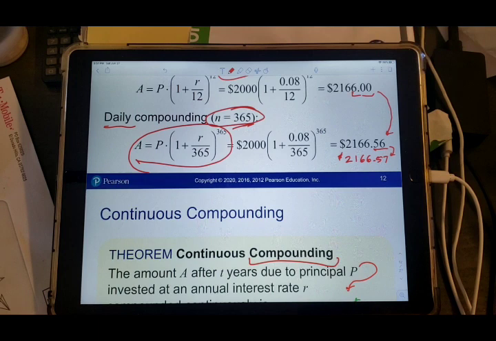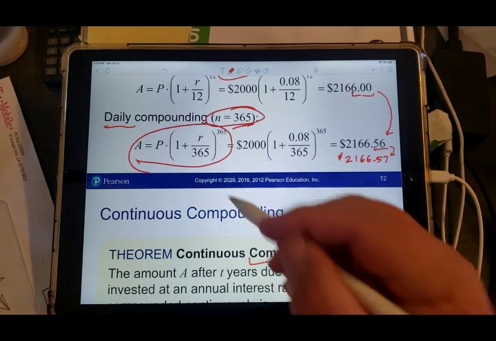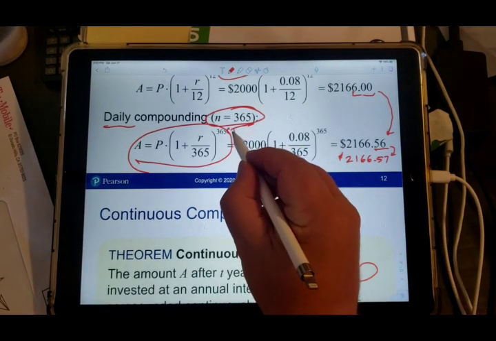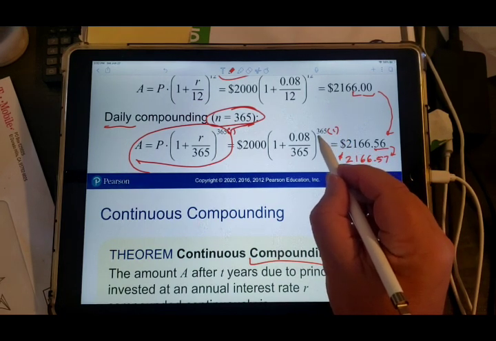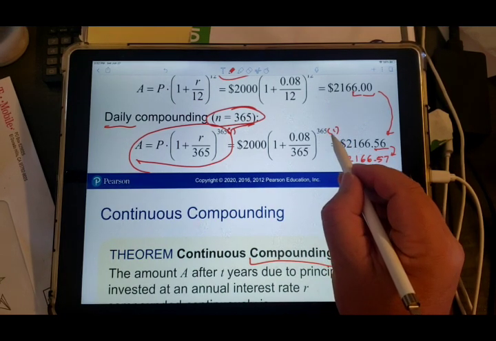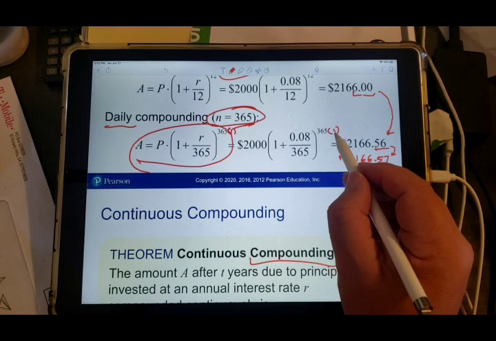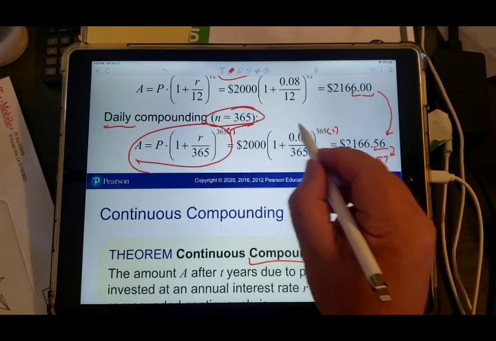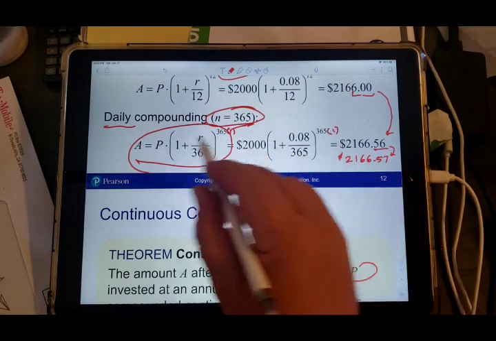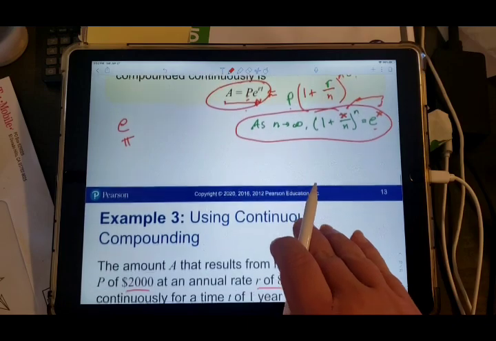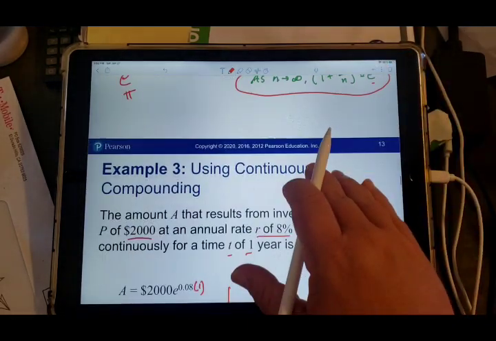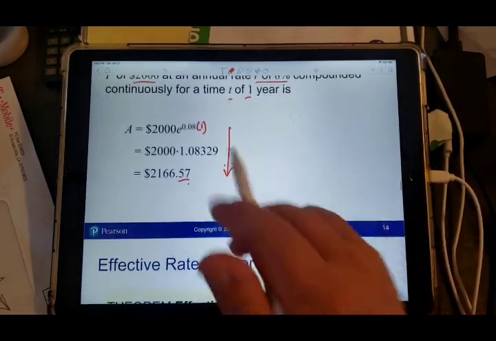And I would say it's even a better formula when t isn't 1. So in other words, if t were 10 instead of 1, you'd be raising this to the 3,650. Your calculator might not even let you do that. Formulas like this are very complicated, and this is just a nicer formula. And it gives you a little bit more money.